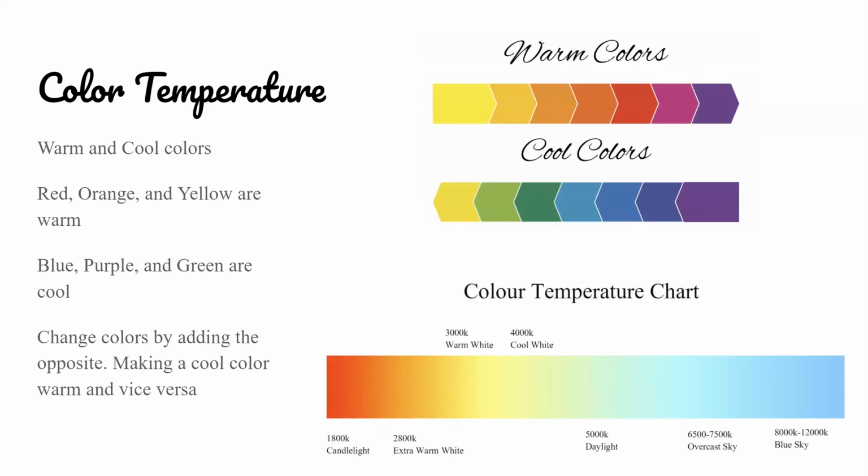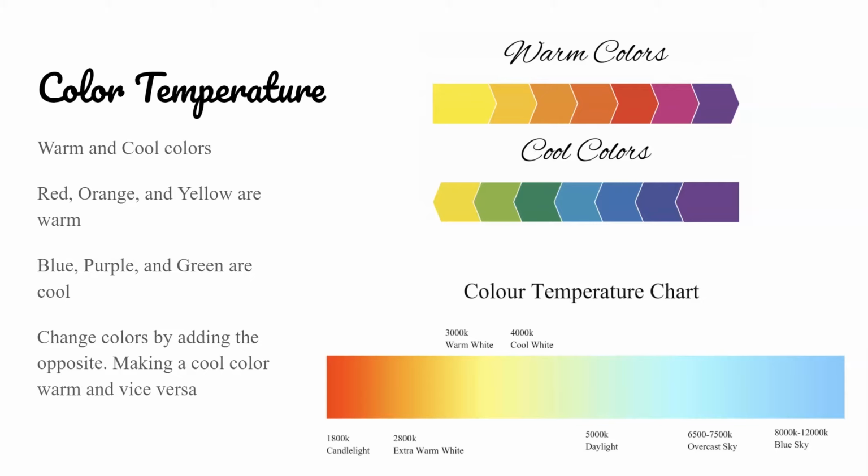Next we have color temperature. With color temperature, you can use warm or cool colors. Warm colors would be like red, orange, yellow. Those give you more warm feelings like outside or summertime, versus blue, purple, and green, where you think of winter or when it's getting a little dark.